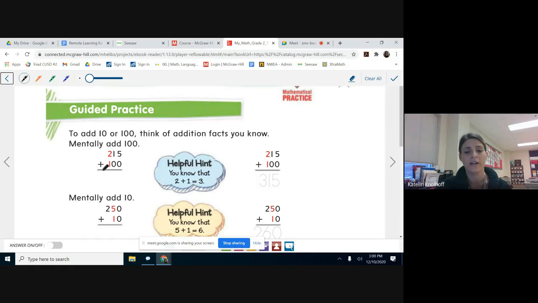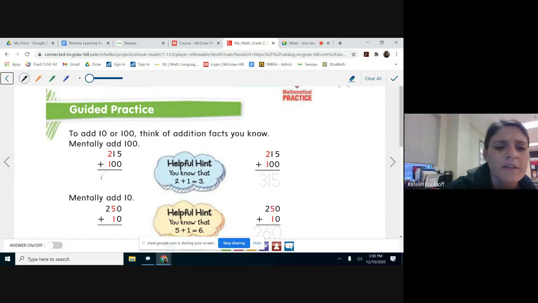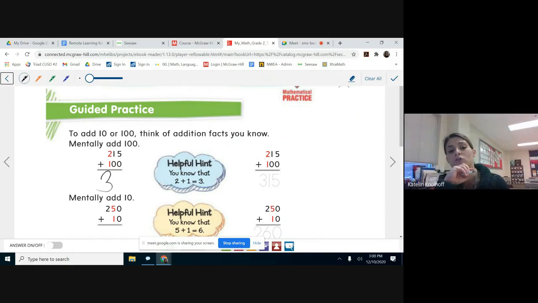Okay, so if they're looking at this first one, 215 plus 100. I know that 2 plus 1 is 3. And then I'm just going to carry down my 1 and my 5 because I know 5 plus 0 is 5 and 1 plus 0 is 1. Okay, so over here they got that same thing. So let's look at the next one.